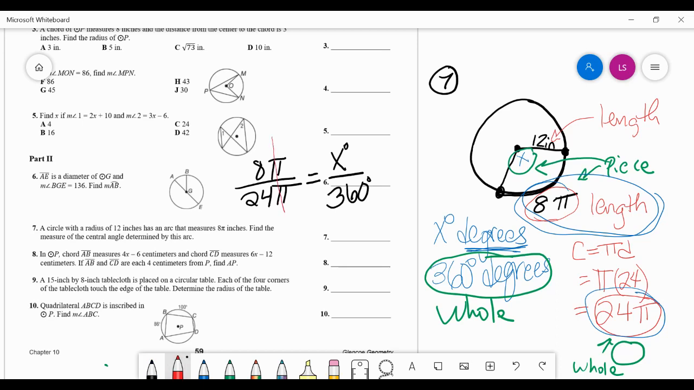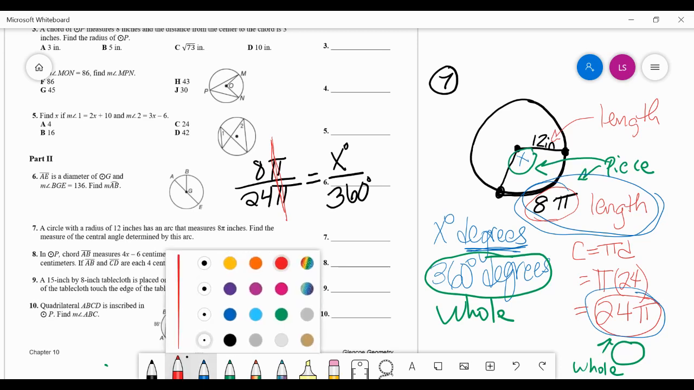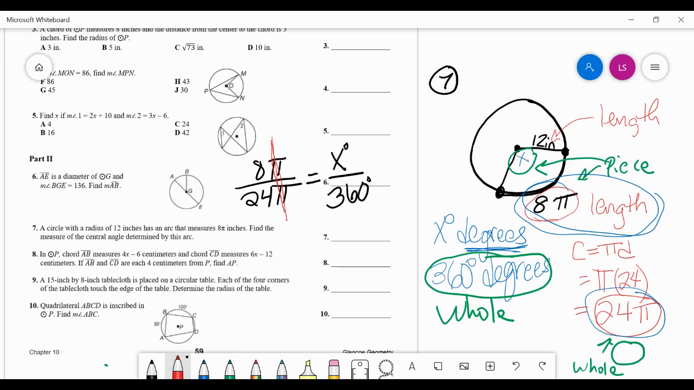First, we don't need these pi's, they can go. And second of all, 8 divided by 24, that can be reduced. 8 goes into 8 once, 8 goes into 24 3 times. So I'm just going to reduce this whole thing into 1/3. So 1/3 equals x over 360.